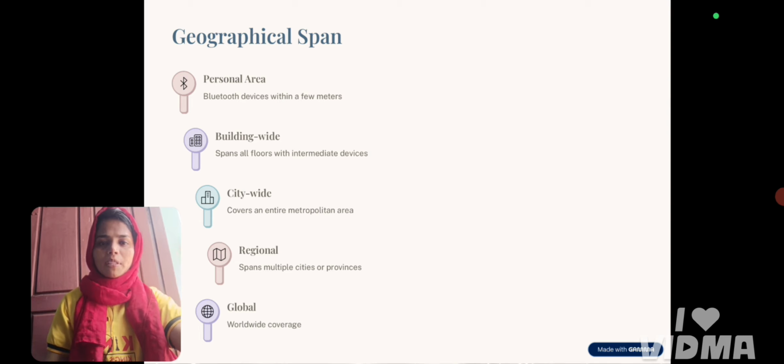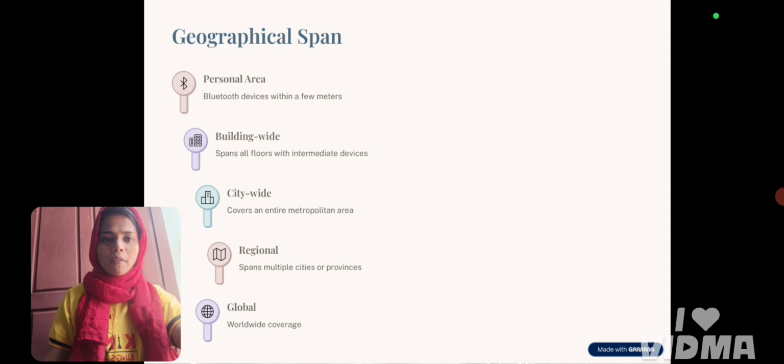Then building wide means if I want to enable the Wi-Fi connection inside my house, I need to set up the Wi-Fi connection only in my house. That is called building wide. Only buildings or some specific areas are covered in this aspect. Then city wide. City wide means covering the entire metropolitan area. For example, in a railway station or in an airport, they are providing free Wi-Fi connections, right? That is called city wide. It will cover most of the areas, like cities or villages.